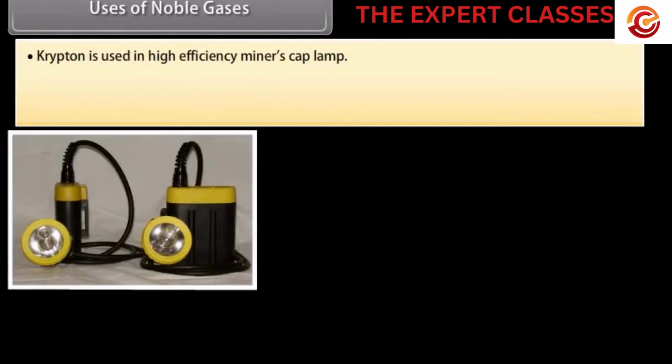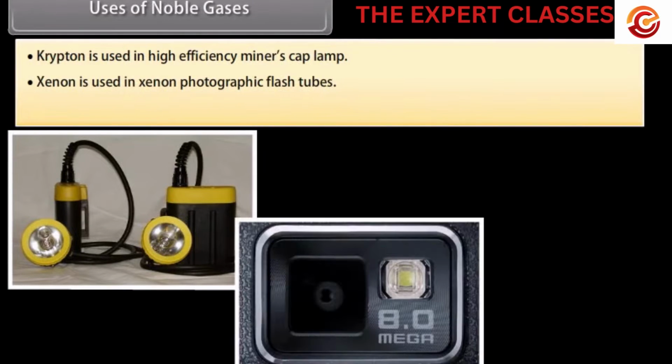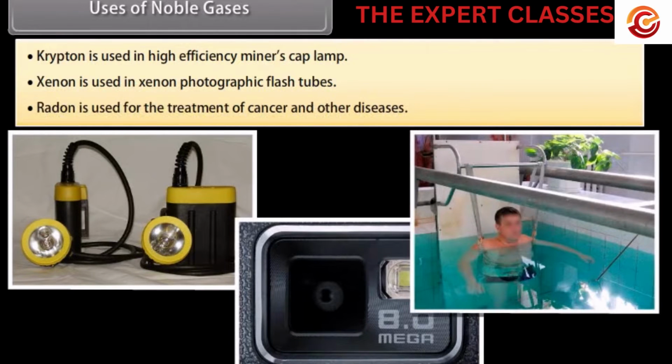Krypton is used in high-efficiency miner's cap lamps. Xenon is used in xenon photographic flash tubes. Radon is used for the treatment of cancer and other diseases.